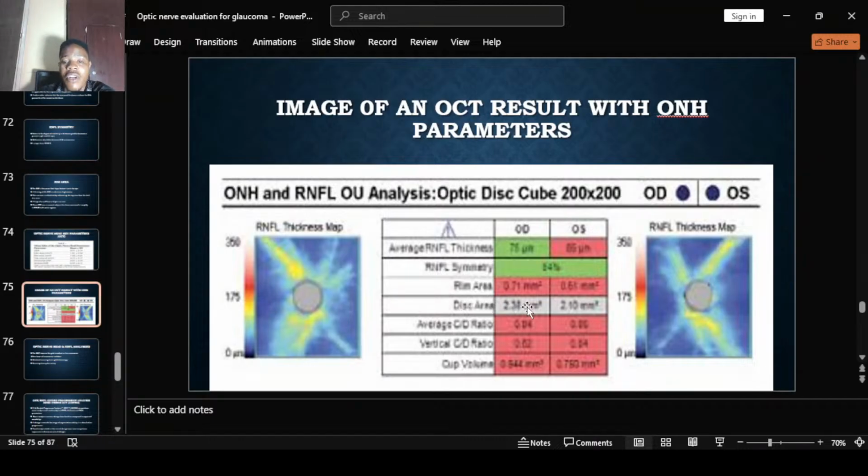That is why for this patient there is no data to compare with, which has already been inputted in the machine. So that is why the color appears gray. And we can see the average cup to disc ratio, vertical, cup volume, they all appear red.